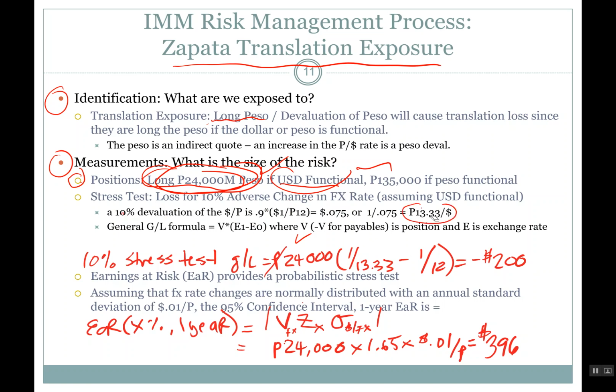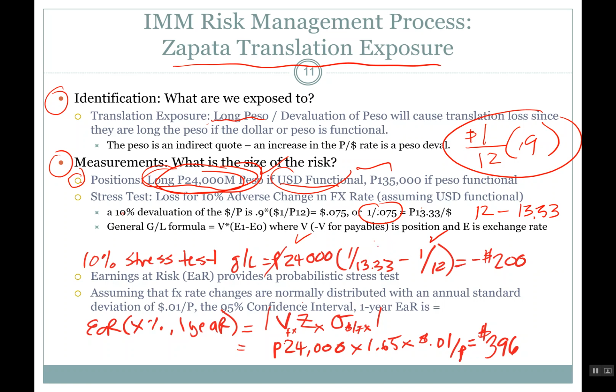So look at the math I did on that one. A 10% devaluation of the peso, right? The price of a peso today is 1/12. That's the price of a peso today. If that drops by 10%, I'll get that value, 1/0.0175. That means a 10% devaluation of the peso is the peso going from 12 to 13.33. If the exchange rate goes from 12 to 13.33, you could lose $200.